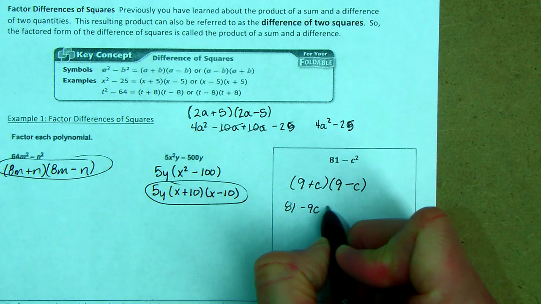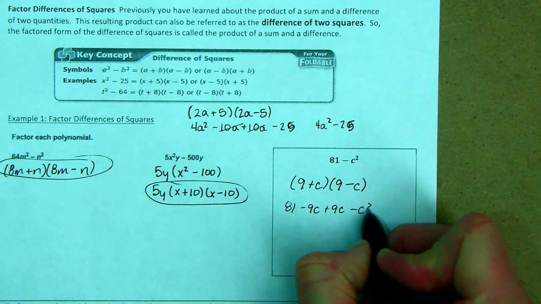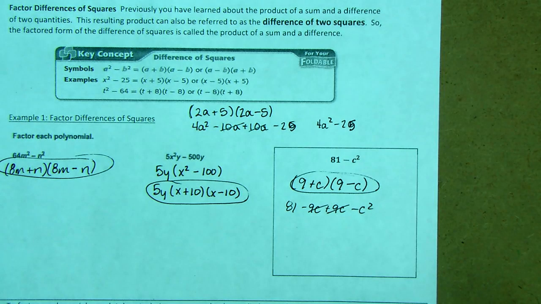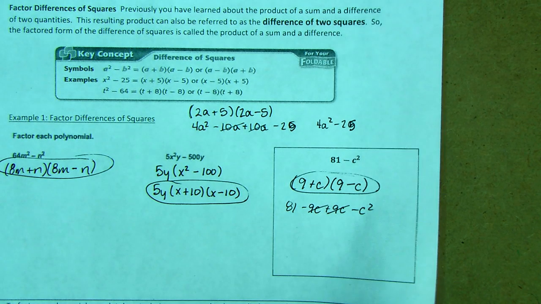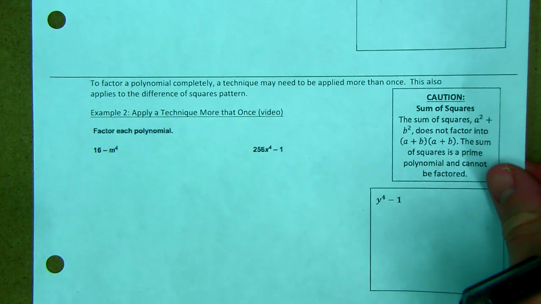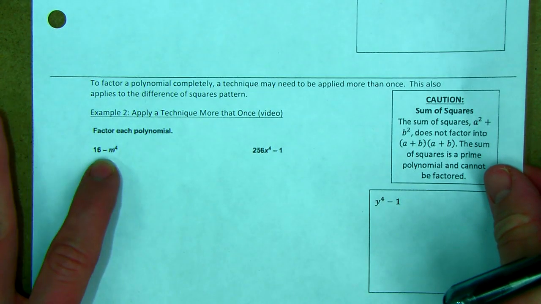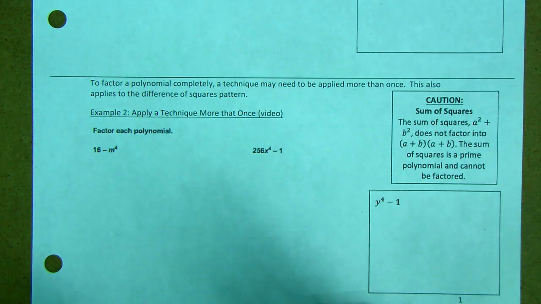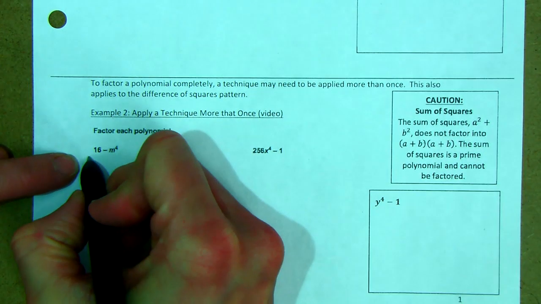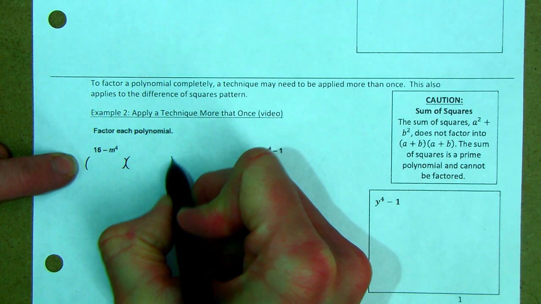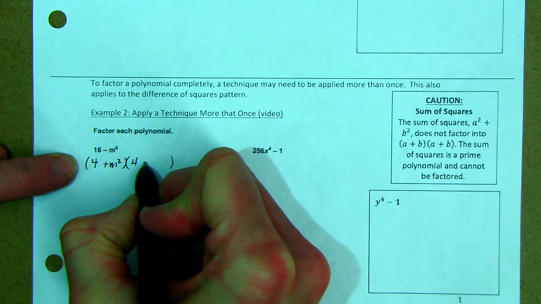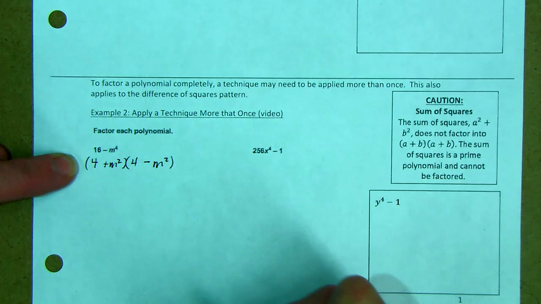So there's our answer. All right, now what happens if we get more complicated? If we look down here on the bottom, we have not only perfect squares, but check this out. m to the fourth is a perfect square of m squared. So I can take this one, and 16 is 4 squared, so we get 4 plus m squared and 4 minus m squared. Now, when you have a sum of squares, that's prime. I cannot take this one down any farther.